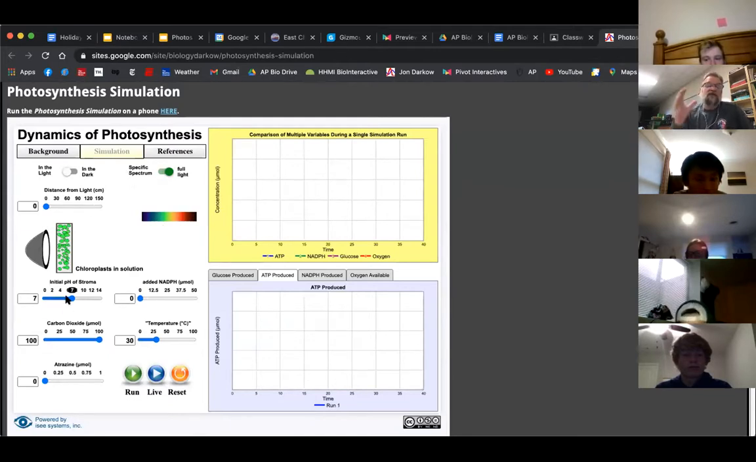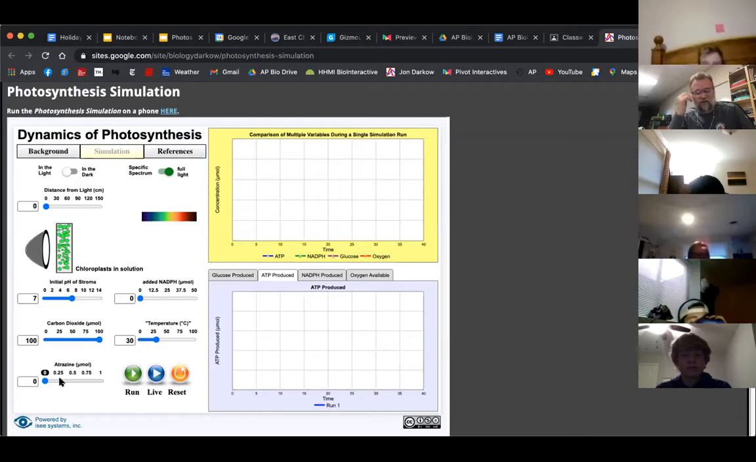We can alter the pH of the stroma. Remember, the stroma is the dense fluid around the thylakoids. The dense fluid is where the Calvin cycle happens. We can add additional NADPH. We can change carbon dioxide levels and temperature levels. And then there's this chemical called atrazine. Atrazine is a chemical that is known to shut down photosystems. It has a negative effect on photosystems. Again, look at the front page and it will tell you what's going on.